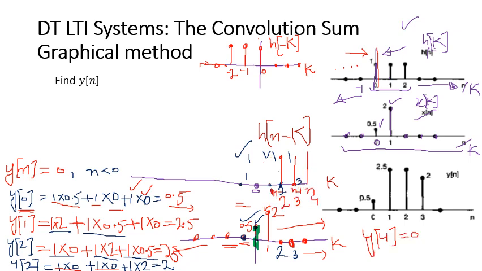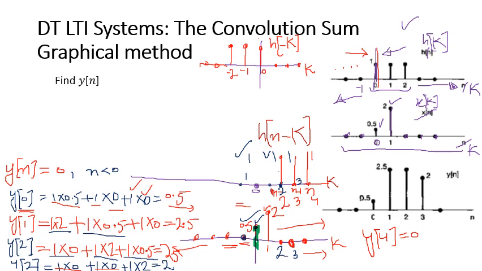Okay, so shifting it one more position to the right results in n equals 4, and when n equals 4, you see this is the fourth position. So here the response is 1, right? Response has value of 1, but input signal is 0, so 1 into 0 will result in 0.